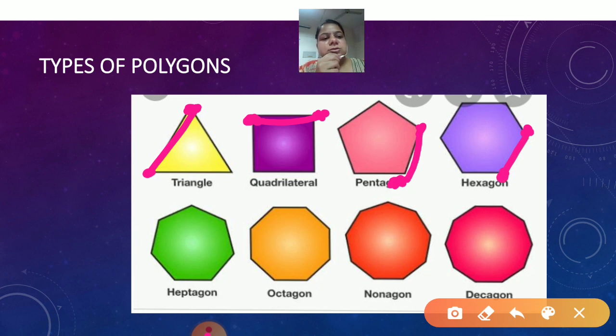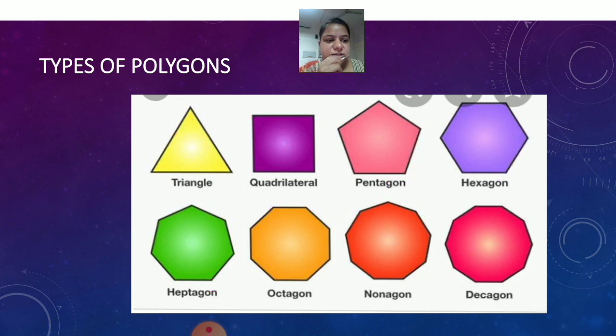Okay. So all vertices which are joined with a side are called the adjacent vertices. Here you can take these two, they are also adjacent to each other.